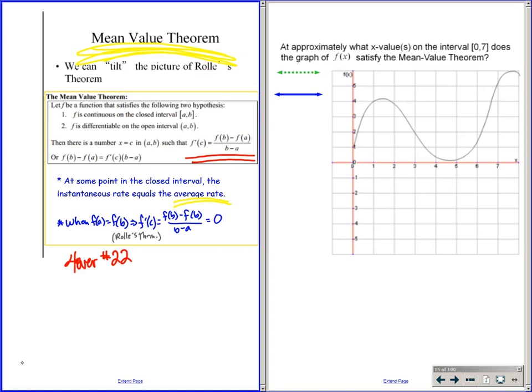What's on the other side? f prime of c. The derivative. Now, c is just a special x value. x equals c is a special x value. We've seen that for critical numbers because x equals c was the special x where critical numbers exist. But this one, in case you get confused, is not talking about critical numbers. It's talking about special x values where this is true.